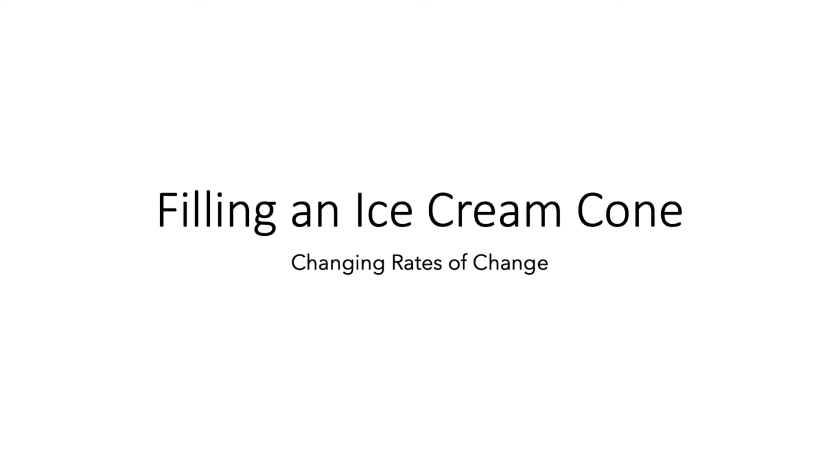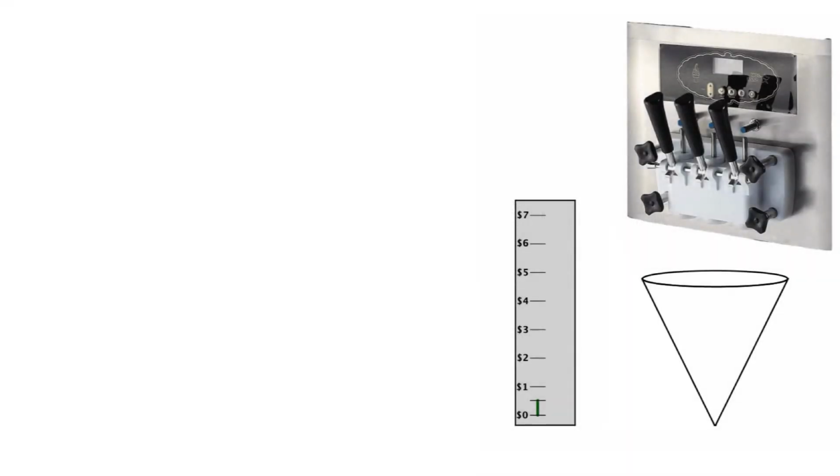In this video, we'll look at some more changing rates of change. Here is a frozen yogurt machine. You fill a cone with yogurt and then get it weighed. It costs 59 cents per ounce. Since the cone weighs about half an ounce, you end up paying 29 cents for just the cone, plus the amount for the yogurt. Next to the cone is a scale that shows the total cost.